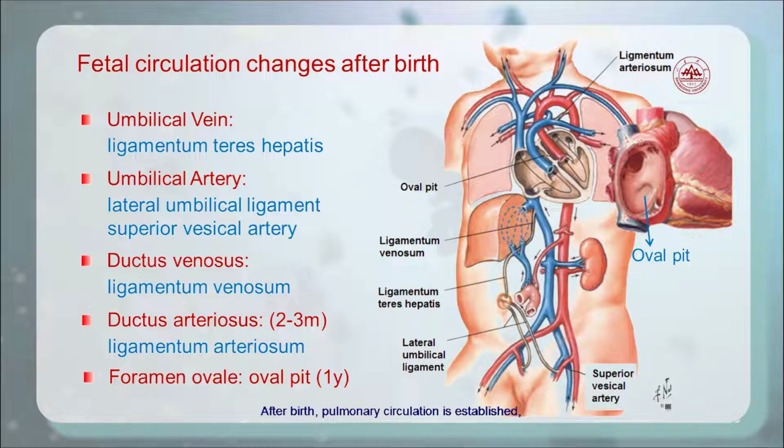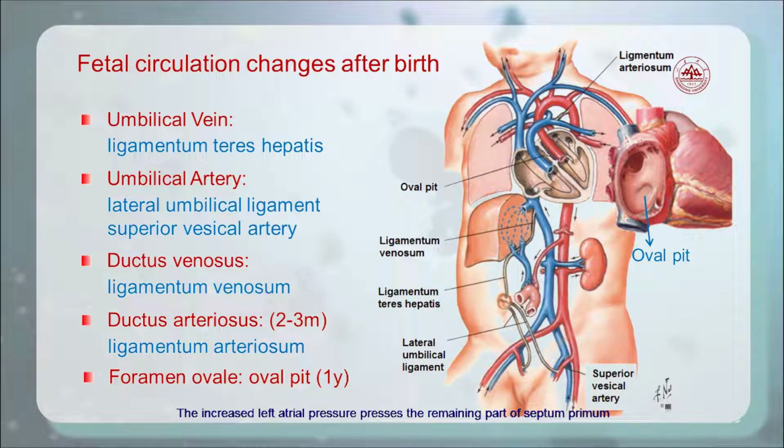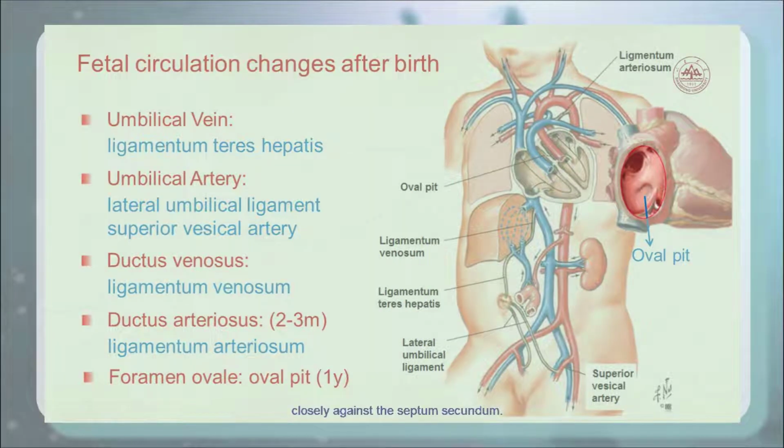After birth, pulmonary circulation is established. The pressure in the left atrium is higher than the pressure in the right atrium. The increased left atrial pressure presses the remaining parts of the septum primum closely against the septum secundum. Gradually, these two septums fuse with each other.